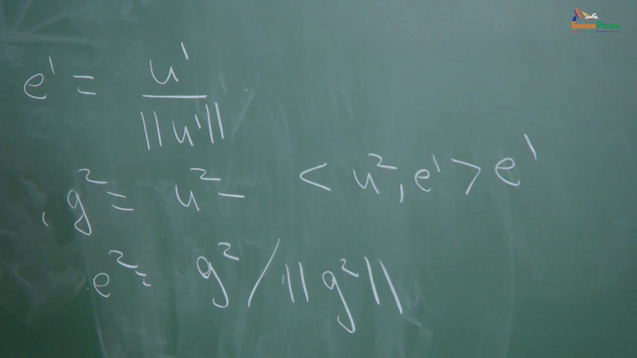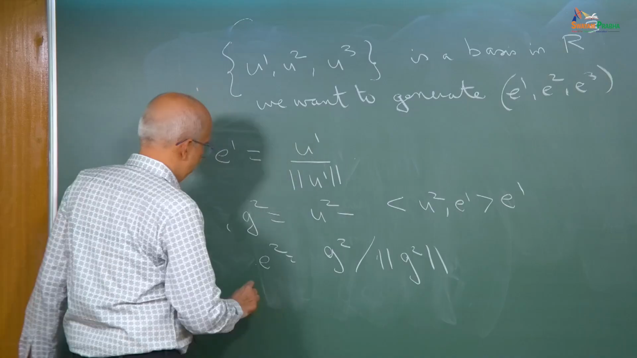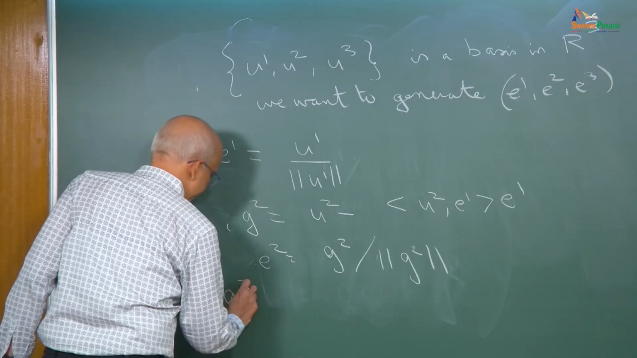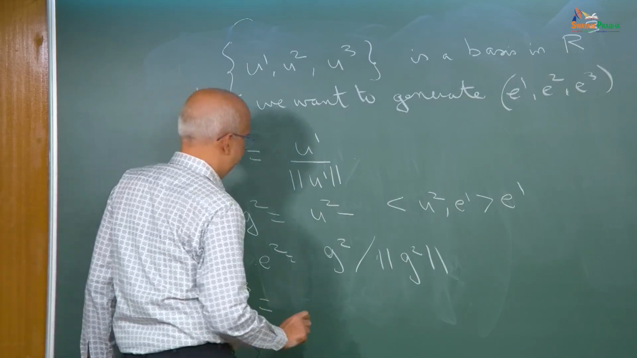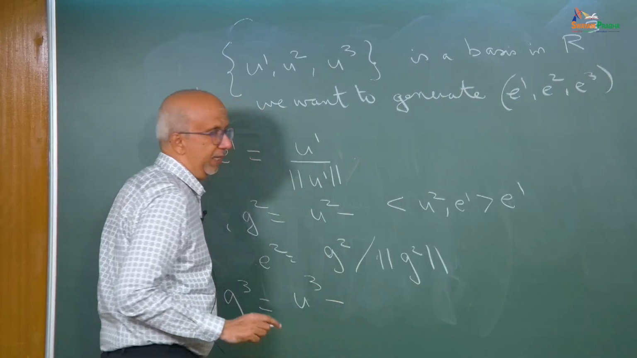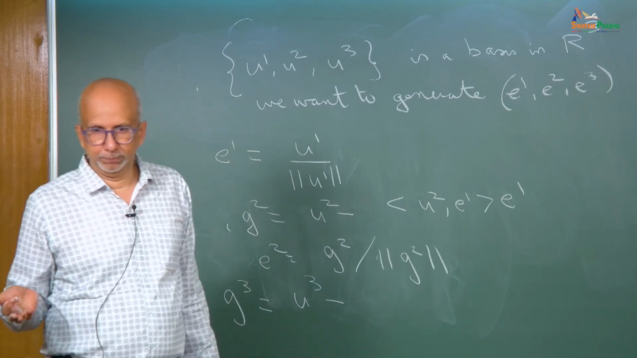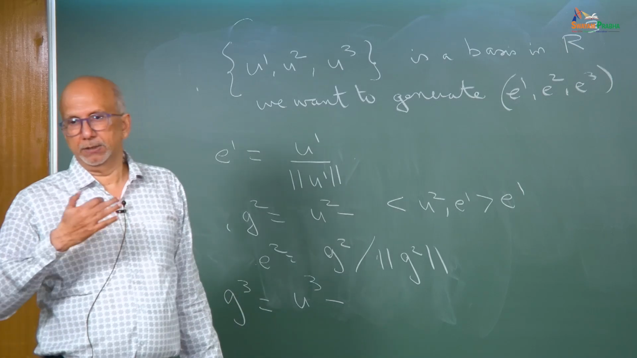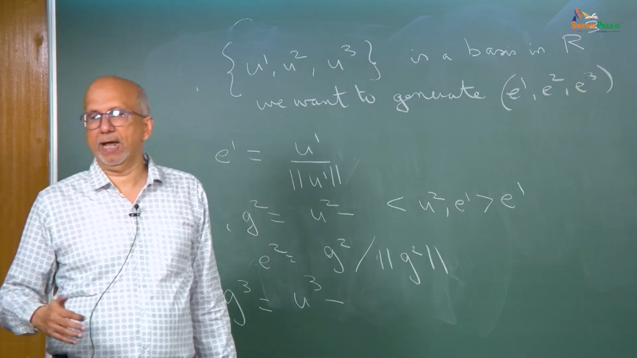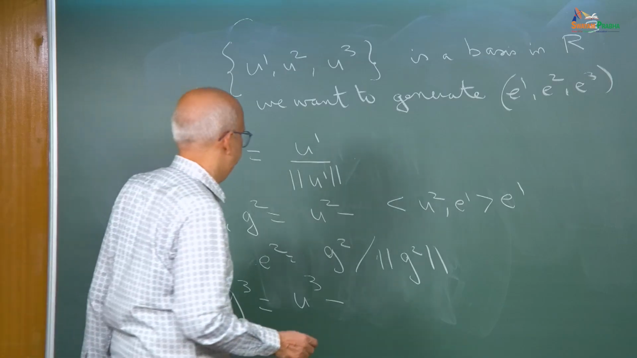Okay. So what about G3? I need a third vector. To get G3, what would I do? I will take U3 minus, I have to make it perpendicular to both E1 and E2. So I will subtract the projection on E1 and the projection on E2.